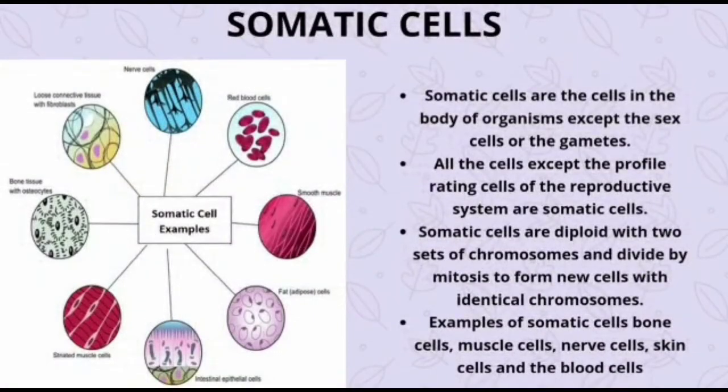Somatic cells are all the cells in the body of an organism except the sex cells or the gametes. All the cells except the proliferating cells of the reproductive system are somatic cells. Somatic cells are diploid with two sets of chromosomes. These cells divide by mitosis to form a new cell with identical chromosomes. Out of the two sets of chromosomes, one is inherited from the father while the other one comes from the mother. Examples of somatic cells are bone cells, muscle cells, nerve cells, skin cells, and blood cells.